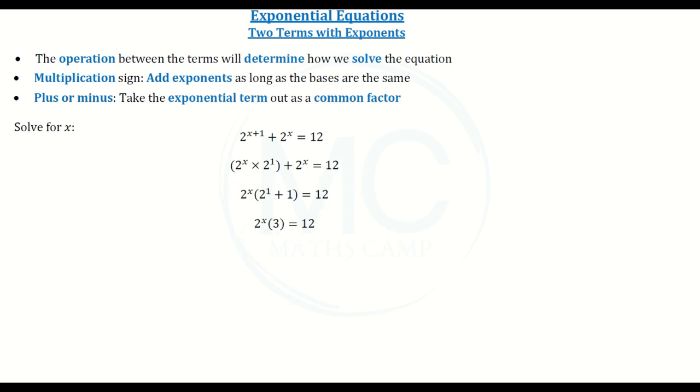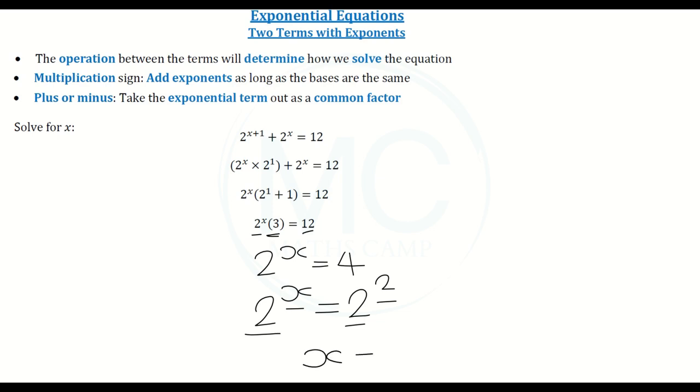Now, to get 2 to the power of x by itself, let's divide both sides by the constant of 3. So we have 2 to the power of x is equal to 12 divided by 3, which is 4. Here we have a prime base of 2 with an exponent of x. 4 also has a prime base of 2 and an exponent of 2. Now our bases are the same, which means our exponents are equal. And we can see that x will be equal to 2.